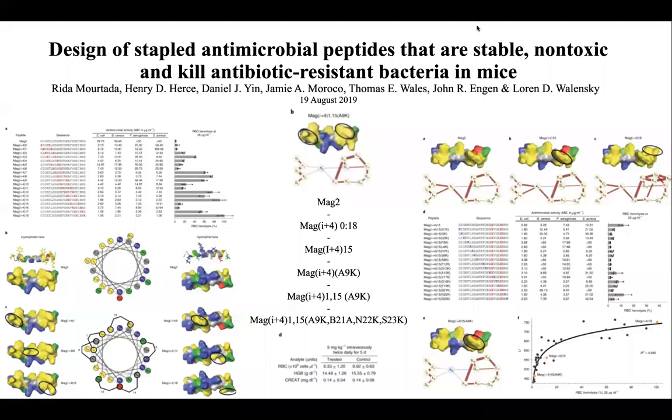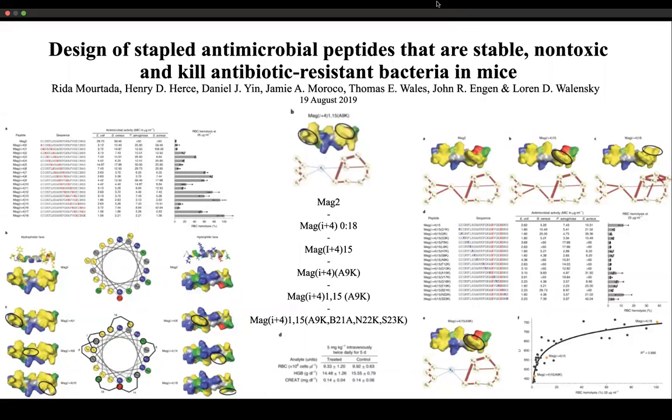This can be seen in table figure A, where you have MAG2 along with 0 to 18, MAG I plus 4 with their sequence, the antimicrobial activity for 4 different pathogens, as well as the red blood cell hemolysis percentage. So there's a very varying amount depending on where they put this.